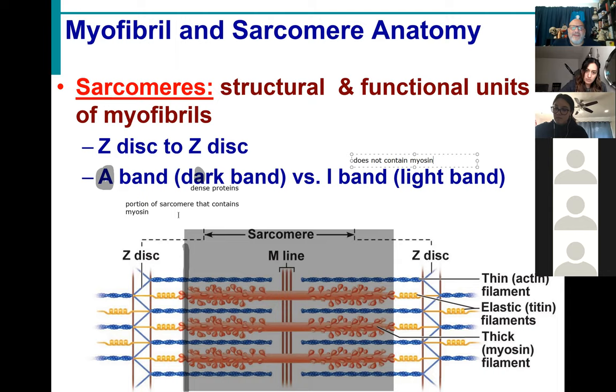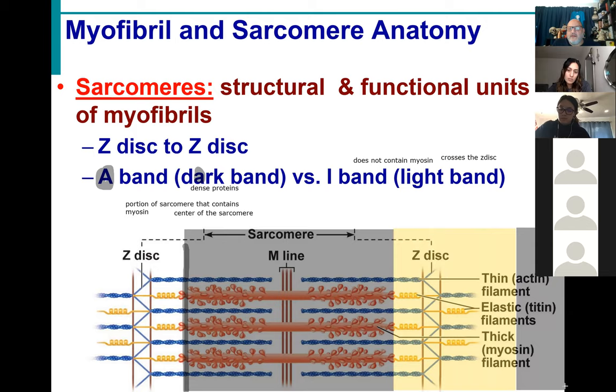And notice while the A band is in the center, in the next sarcomere, our I band actually crosses the Z disk. Our light band is going to go from the edge of the myosin on this sarcomere all the way to the edge of the myosin on the next one. And then once we get to the myosin of the next one, that's when we'll have our next dark band, and so on and so forth.